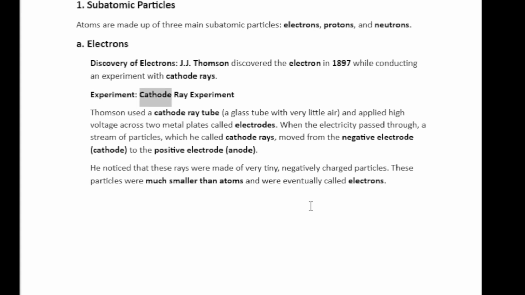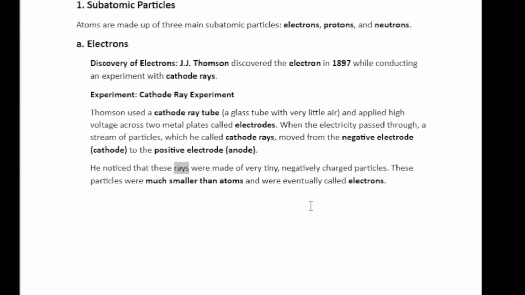Experiment: cathode ray experiment. Thomson used a cathode ray tube, a glass tube with very little air, and applied high voltage across two metal plates called electrodes. When the electricity passed through, a stream of particles, which he called cathode rays, moved from the negative electrode, the cathode, to the positive electrode, the anode.